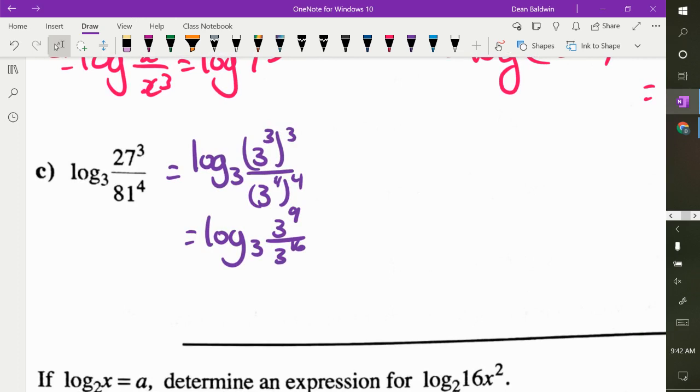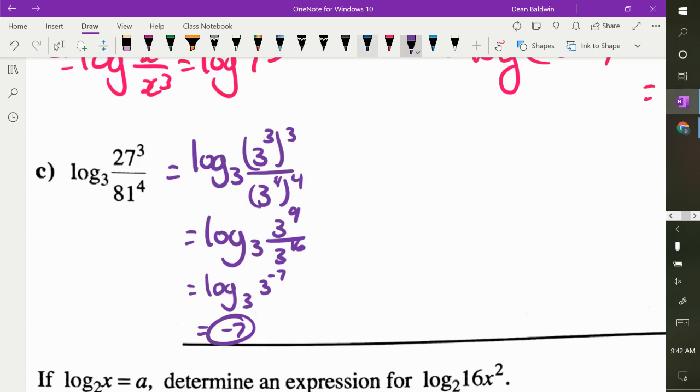Yeah, I'm going to show you another way to do it. So you have 2 bases that are the same. You subtract the exponents. What's 9 minus 16? -7. So I get 3 to the -7. What's my answer? -7, because the bases match. Okay, that's one way to do it.